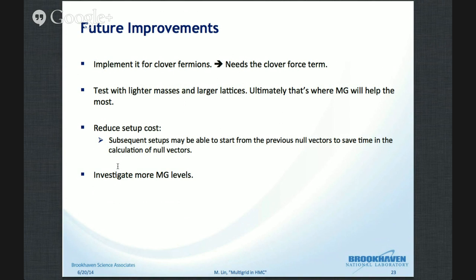And as James pointed out, we can reuse the previous null vectors to save time in the subsequent setups. And so far, I only show the multi-grid performance with one level, and because the mass is heavy, it probably doesn't have much effect if you go to higher levels. But when we go to the lighter masses, we may want to investigate using more multi-grid levels.